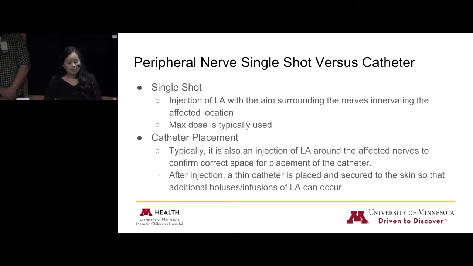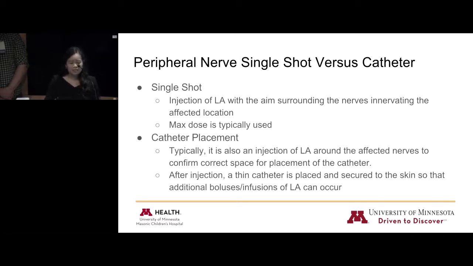A catheter replacement is done also with an injection of local anesthetic to the affected nerves, and is predominantly for confirming the correct spot where the catheter will be placed, since both of these things are done under ultrasound, and I'll talk about that more. So once you have the injection and you know where the catheter should be, using the same needle, we thread a catheter to that location, and then we secure that catheter to the skin so that we can use it during a case or later on for infusions in the postoperative period.